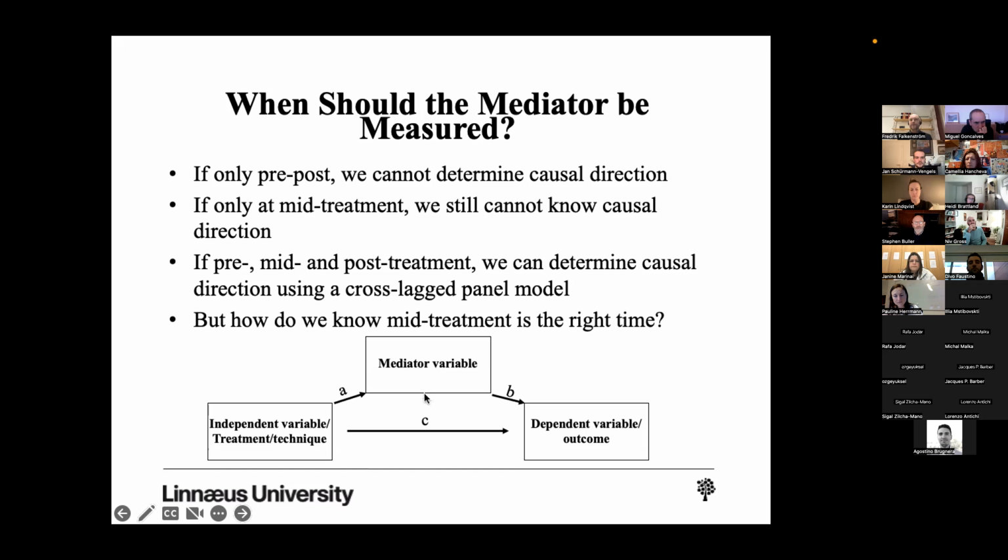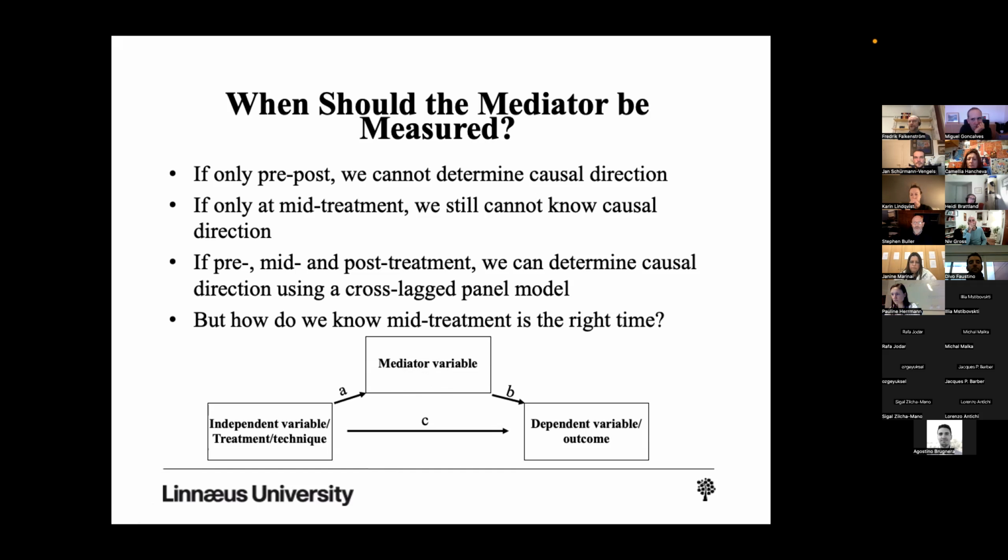So some have suggested that we need to measure the mediator during treatment as well. Otherwise, we'll not have temporal precedence, because we need to establish that the cause comes before the effect. And we cannot do that if we only have pre-post measurement. So some have suggested that we need to measure the mediator during treatment as well, but is this really enough?